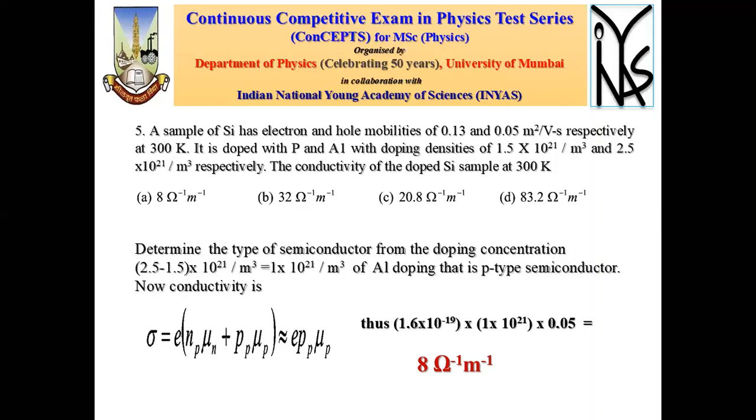So this gives you the equation e p mu p, and now by simplifying this we get 1.6 into 10 raised to minus 19 into the concentration of aluminum doping, that is 1 into 10 raised to 21 per meter cube, into the mobility of the holes, not the electrons. So we have to cancel out the unnecessary terms and consider the necessary terms. That gives you the final answer 8 ohm inverse meter inverse. That is the conductivity of the doped silicon sample at 300 K.